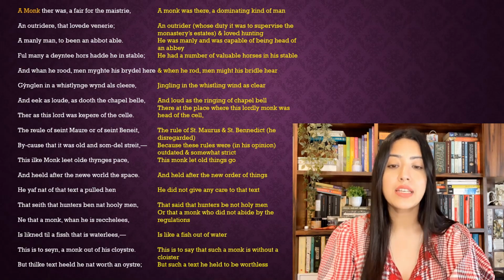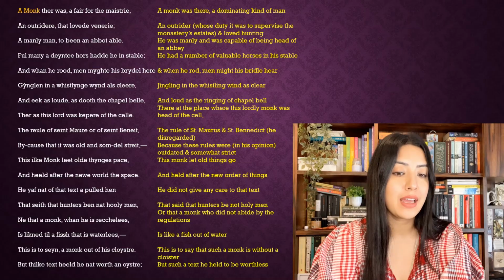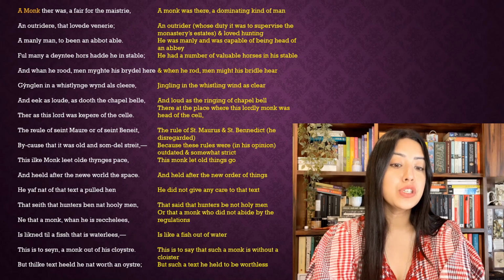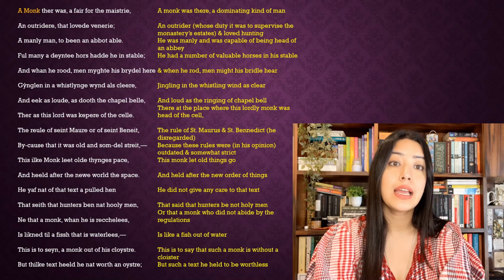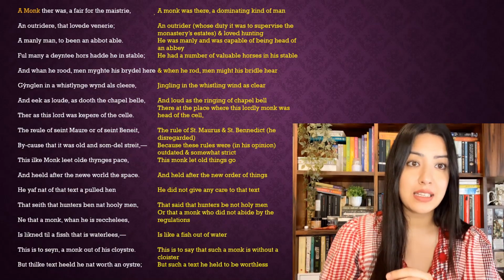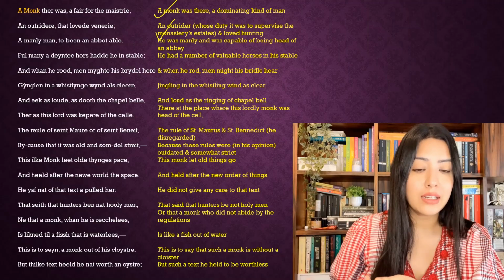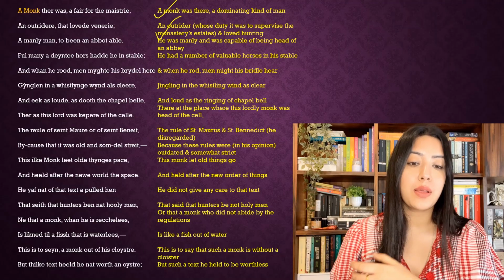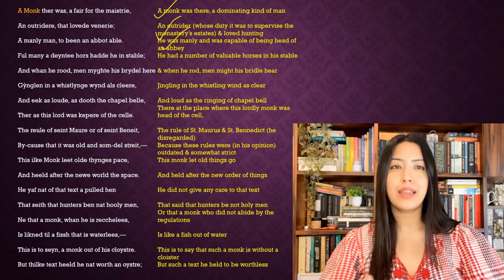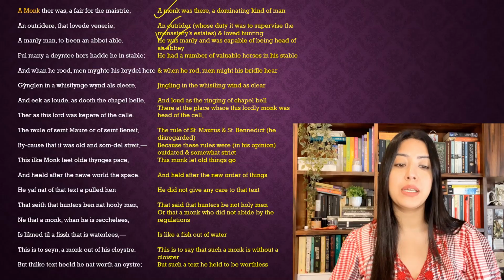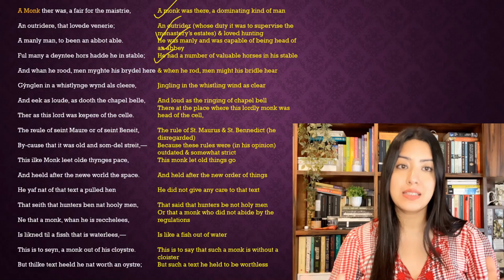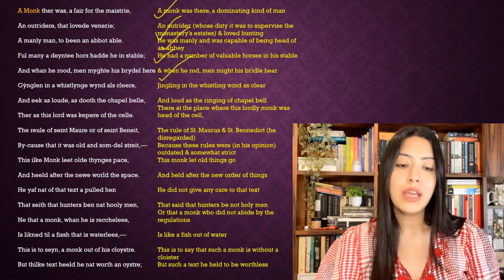So now we're going to look at the monk. The monk was a dominating kind of man, an outrider whose duty it was to supervise the monastery's estates. So this monk was supposed to take care of the monastery's estates. That is the meaning of an outrider, and he loved hunting. He was manly, and he was capable of being head of an abbey. So he had the personality and the physique to be able to be the head of an abbey. He had a number of valuable horses in his stable.